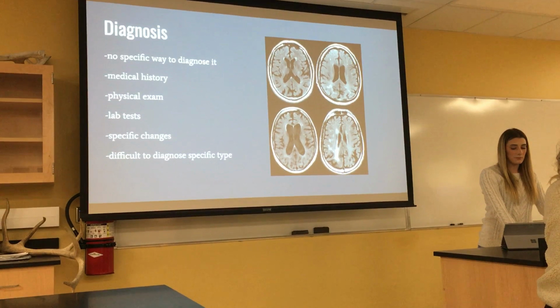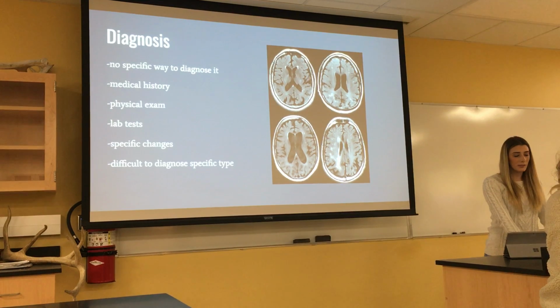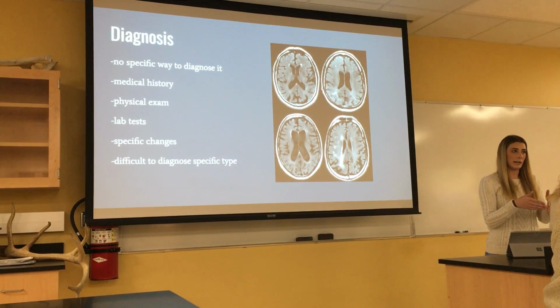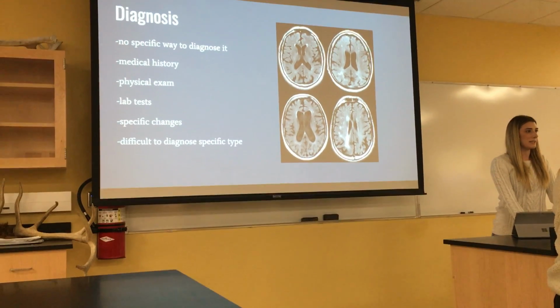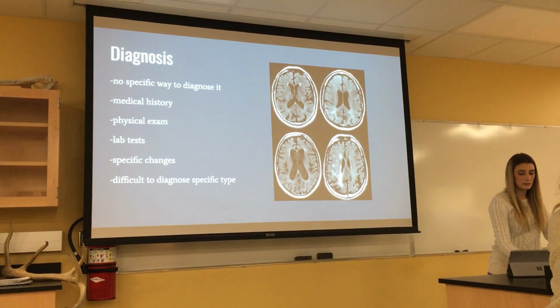Types of dementia are difficult to diagnose because you can have multiple dementias. And usually the only way to pinpoint what kind of dementia a person has is to do an autopsy after death to see what parts of the brain dementia has affected.